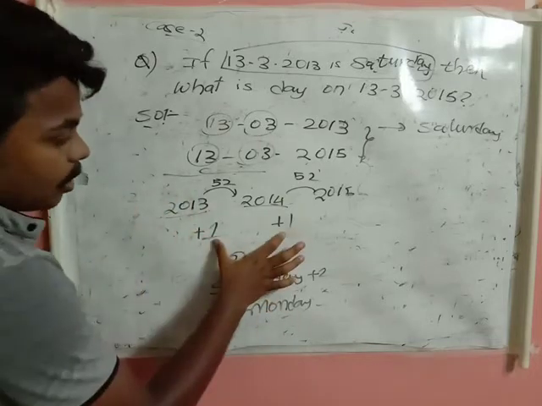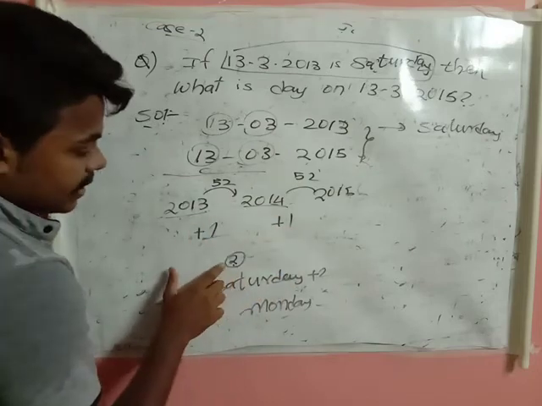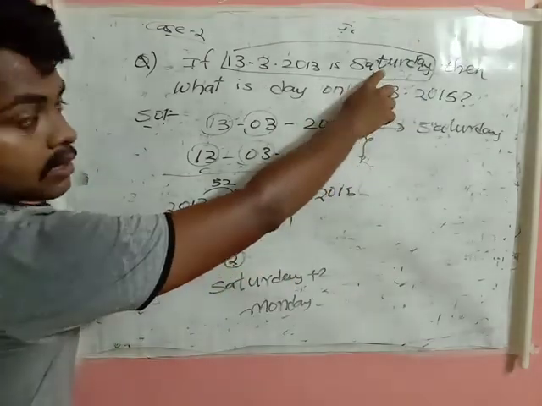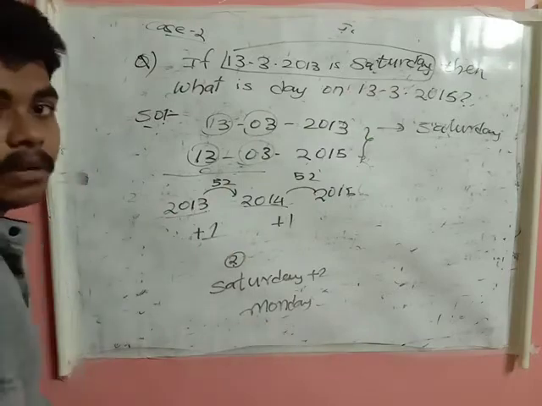You just add all the odd days. You'll be getting 2. You just add that to this Saturday. So Saturday plus 2 is equal to Monday.